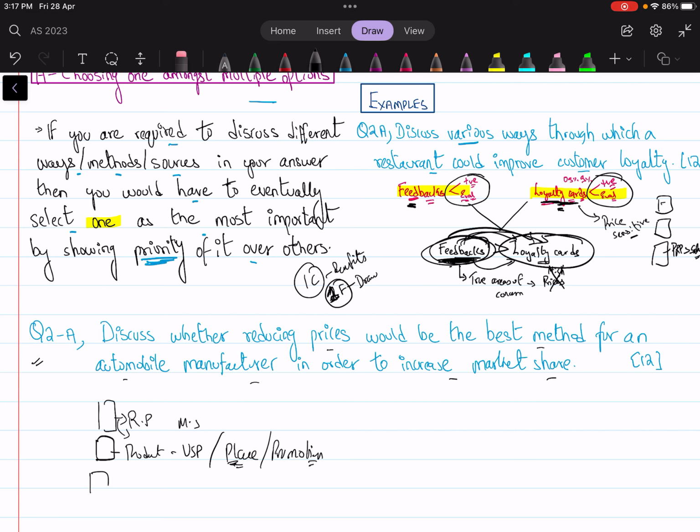Now in the conclusion, you're going to choose amongst these two, what do you think is the most important and why? So let me know in the comments, if you were to evaluate this question and make a conclusion paragraph, how would you conclude it? So this is pretty much what evaluation is all about. Yes, if you're given a case scenario, then you can obviously dive into greater detail.